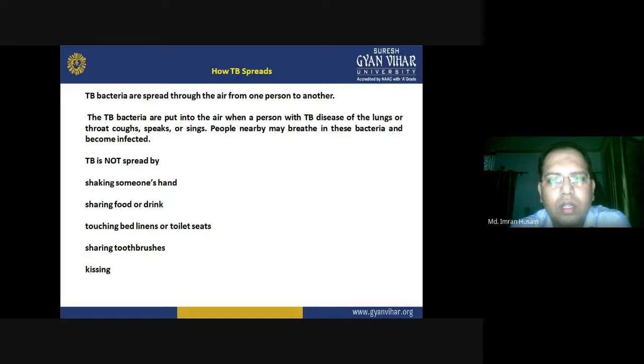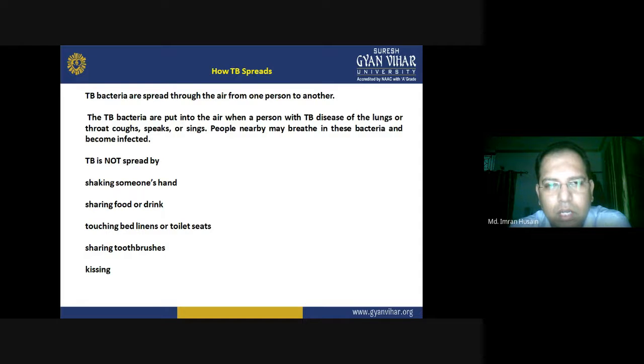So, when an individual is suffering from TB bacteria, and mainly this bacteria targets your lungs, in this scenario the person is breathing and sitting in close contact with other people, and it is basically a disease of the lungs and throat. So, if a person coughs, speaks, or sings, indirectly the people nearby will breathe these bacteria into their own lungs.